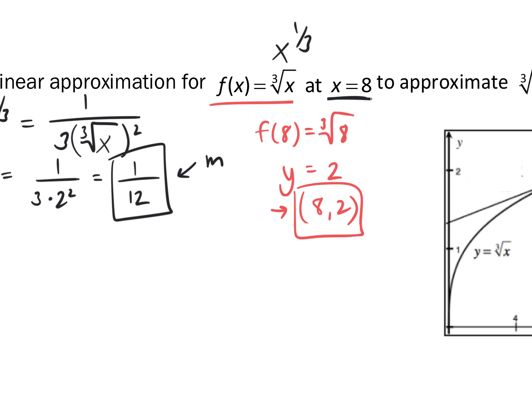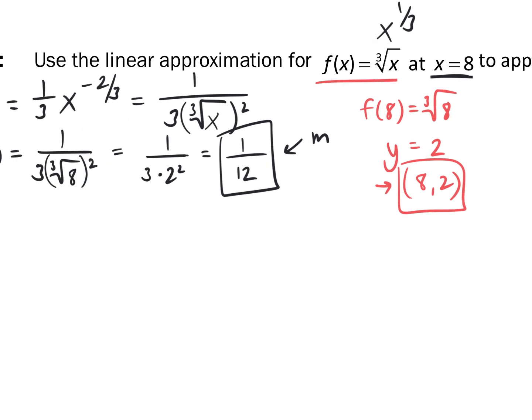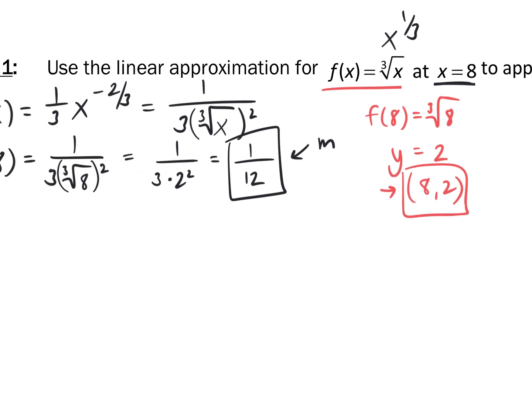And now we can write the equation of a tangent line using those two things. So I've got y minus y1, which is 2, is equal to 1/12 times x minus 8. This part is nothing new. We've found equations of tangent lines before. And now here comes the new part. Any questions up to this point?